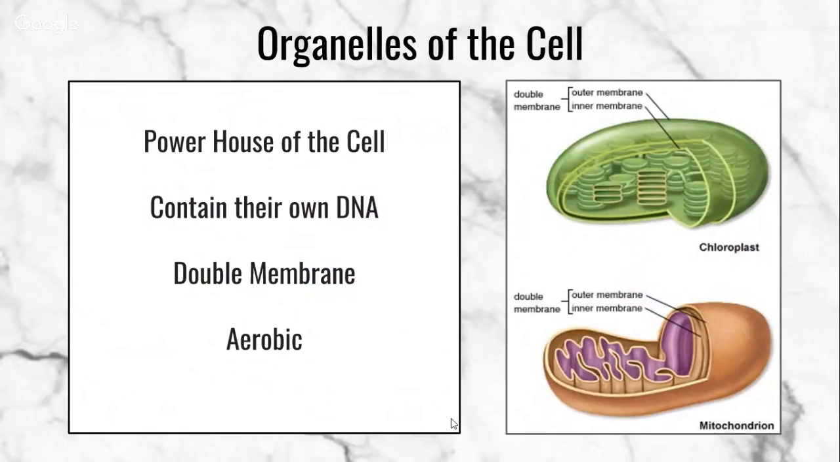Some of the most important organelles of the cell are the chloroplast and mitochondria. The chloroplast only exists in plants, so that's important to note. Both of these organelles are the powerhouses of the cells, and they both conduct cellular respiration. Chloroplasts conduct photosynthesis and mitochondria conduct oxidative phosphorylation. They're different methods of providing energy to the cell, and that makes them unique to other organelles as well. Another unique property is that they both contain their own DNA, and it's circular DNA. Next, they both have double membranes, and they're both aerobic, which means they need oxygen to make the energy for the cell.